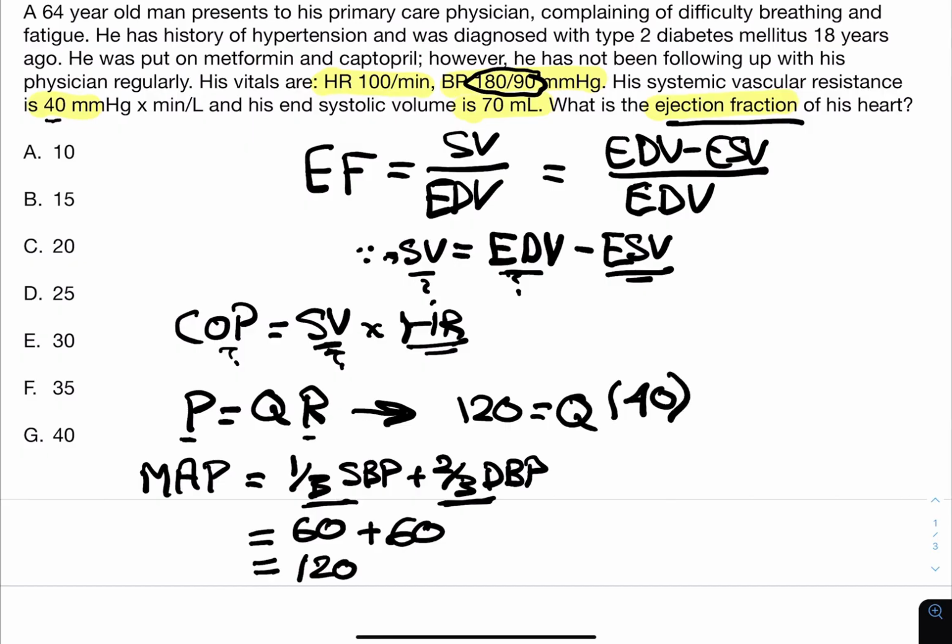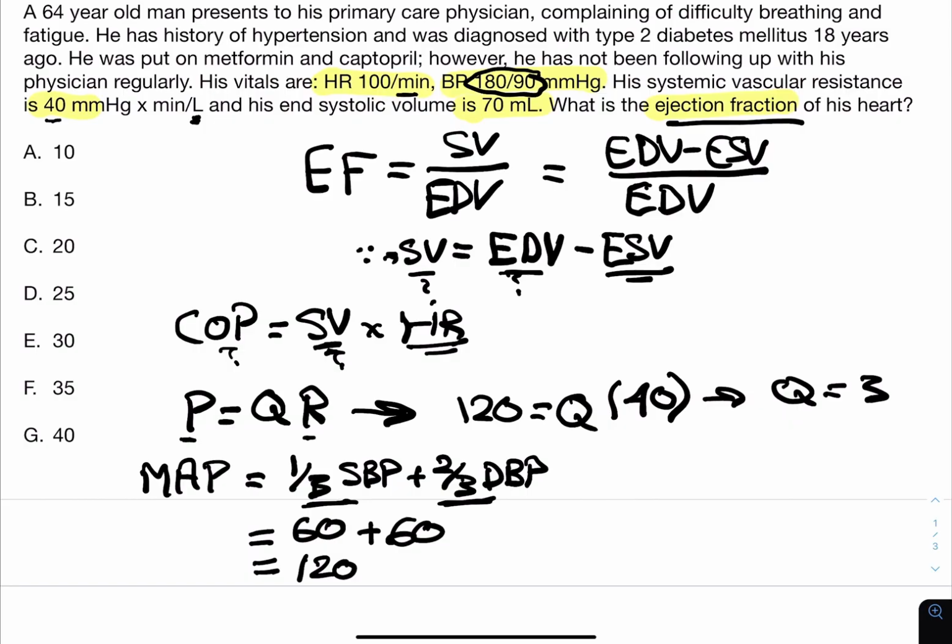So this means that Q equals 3. Okay, so now we have the cardiac output. Flow is cardiac output, okay? And in this case, it's measured in liters per minute, because the SVR had liters in the unit, and the heart rate is also per minute. And usually cardiac output is written in liters per minute.